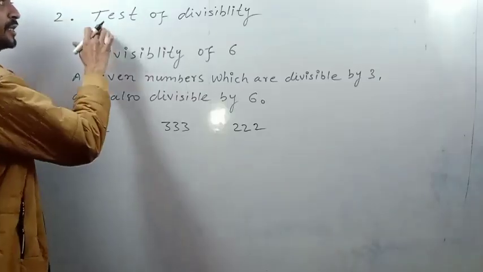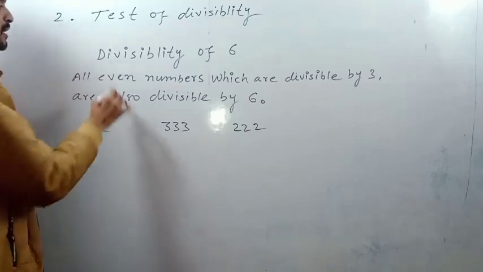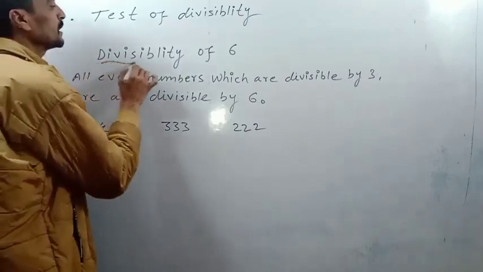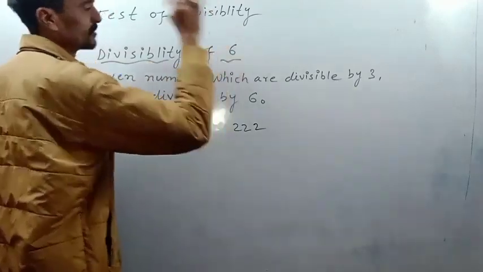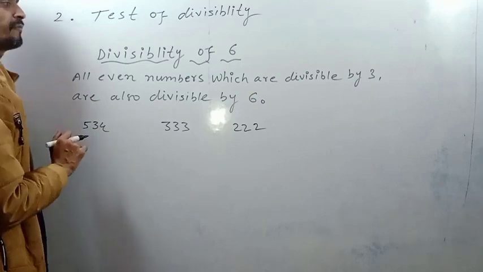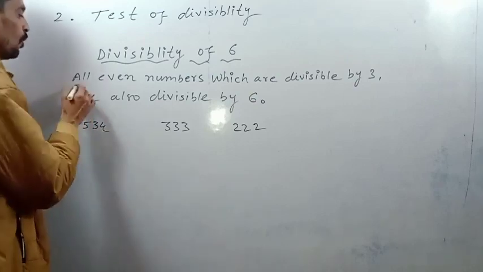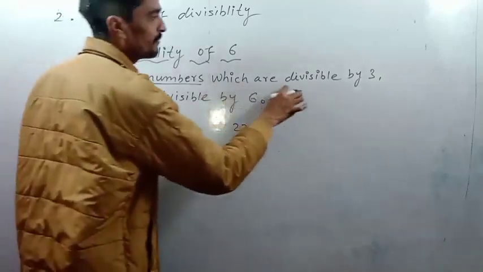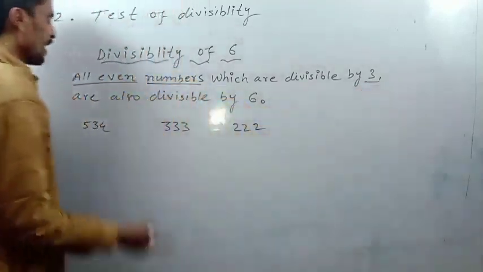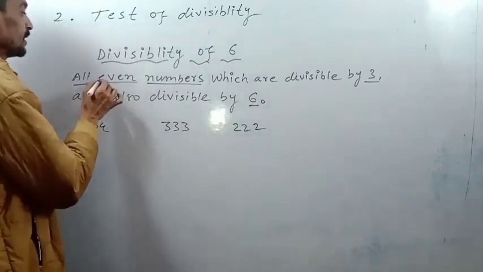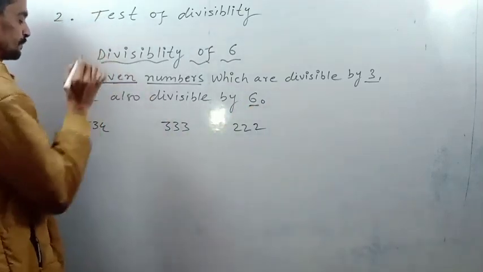We are testing the tests of divisibility, and here is another divisibility we are going to check out: divisibility of 6. The definition is given here. All even numbers which are divisible by 3 are also divisible by 6. So what is important? We need an even number.